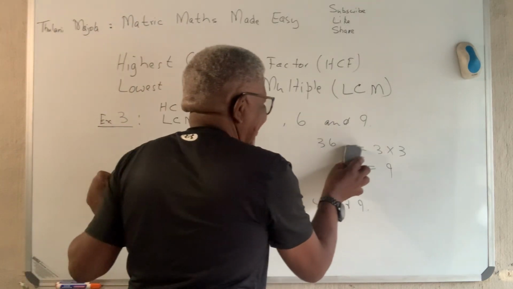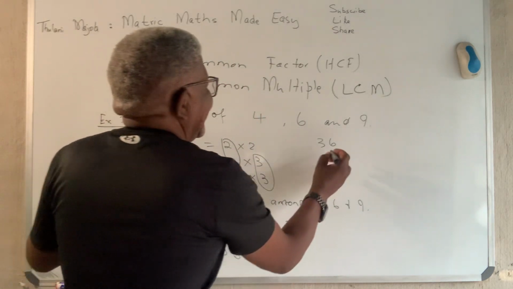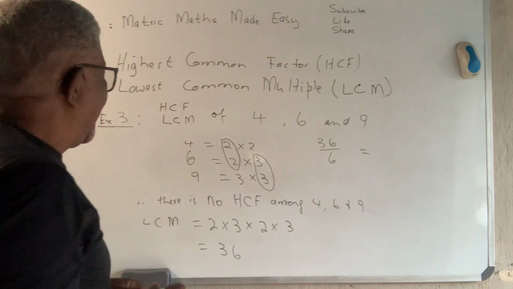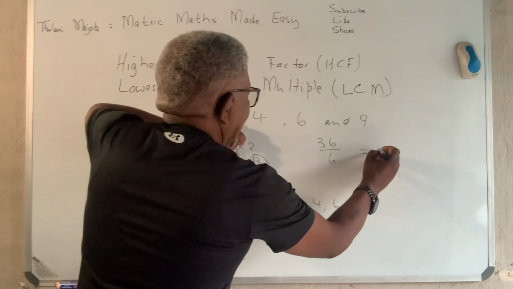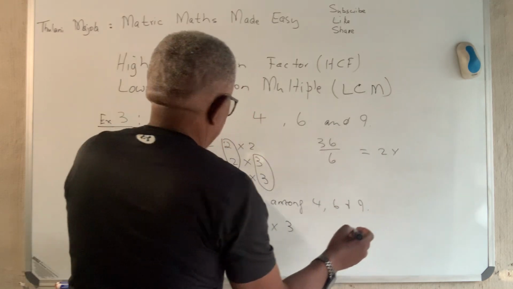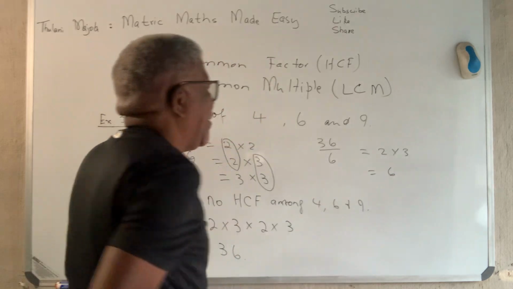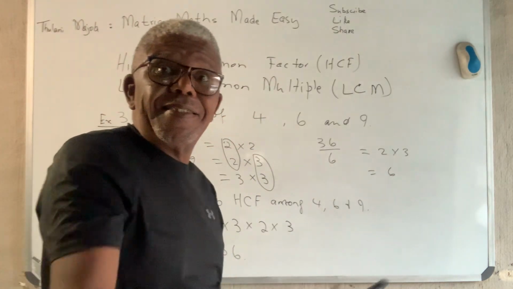Similarly, what about 6? How many 6s in 36? Right? So with the 6, you can't count this 2, right? We count that 1, 2 times. You can't count the 3, you count this 1, 3, 6. So there are 6 6s in 36. We know that 36 is 6 squared anyway.